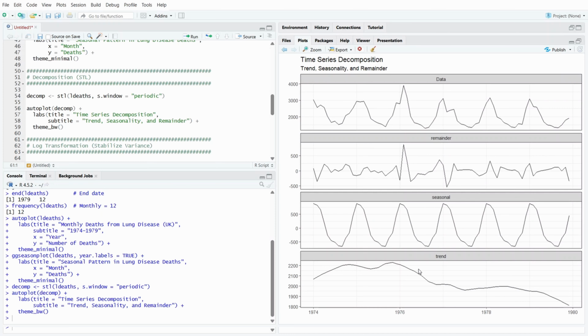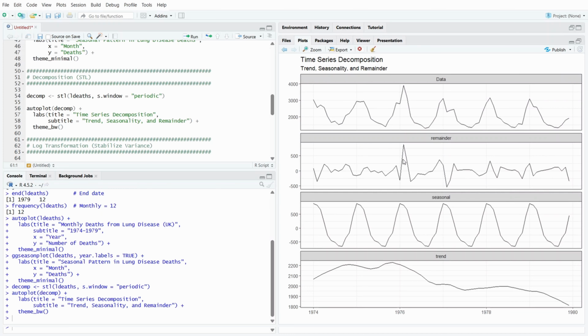Finally, we have the remainder. This is the leftover noise after the trend and seasonality are removed. Remember that massive 1976 spike we saw earlier? You can see it clearly here as a huge vertical jump. Because it shows up in the remainder, we know it wasn't just a normal seasonal event or a long-term trend. It was a unique, unpredictable anomaly that required its own specific public health response.